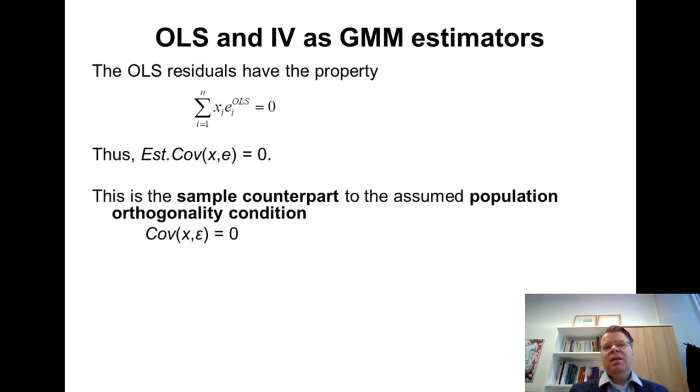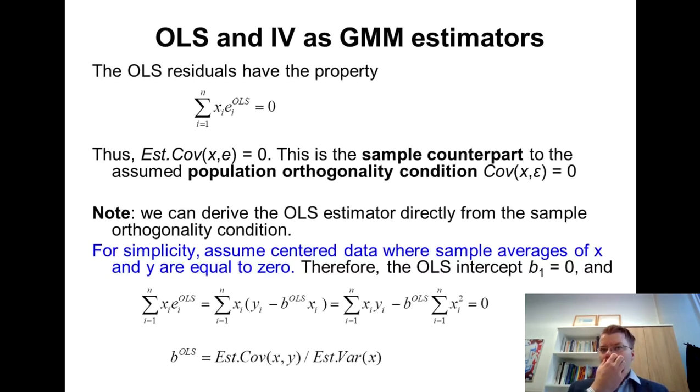In fact, the OLS estimator would then satisfy this kind of sample orthogonality condition. And we could indeed, instead of minimizing the sum of squares of errors, and I have here taken a couple of shortcuts, assuming that we have centered the data and put the intercept equal to zero, start from this population orthogonality condition and develop the OLS estimator as a sample counterpart to this orthogonality condition.